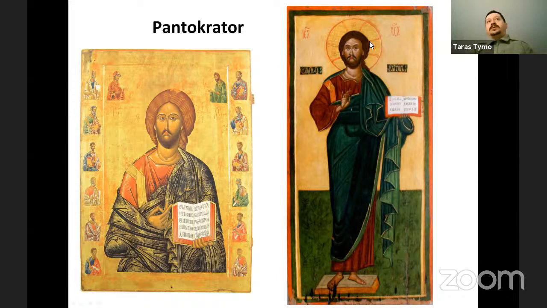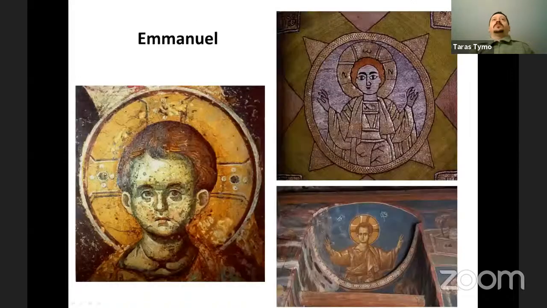And Jesus is presented with the cross-shaped halo. Here it's lost, but it was also here. You can see the remnants of the letters. There is an inscription on the halo. I will explain later what it means. So this is just to give you an idea.